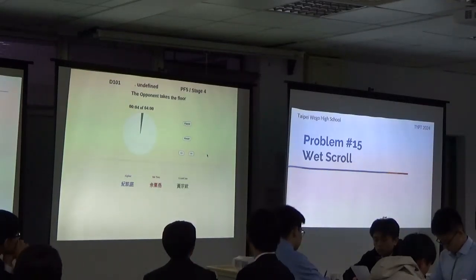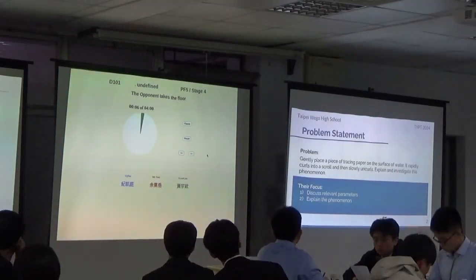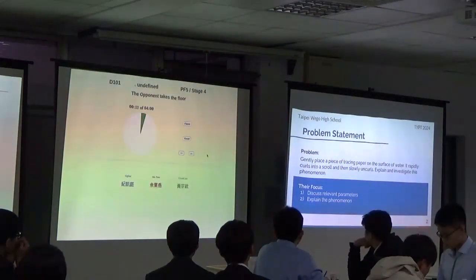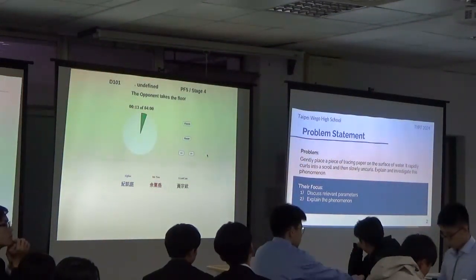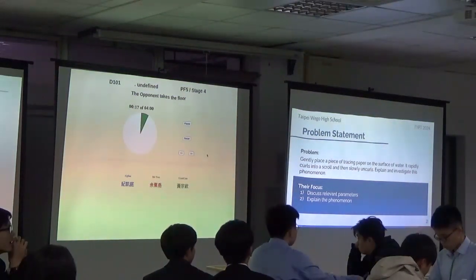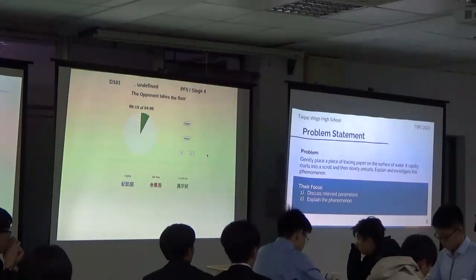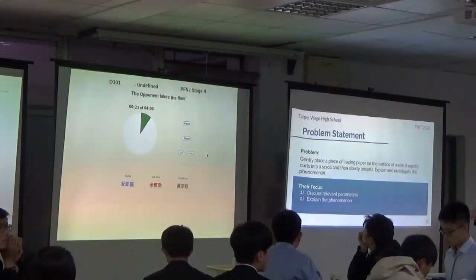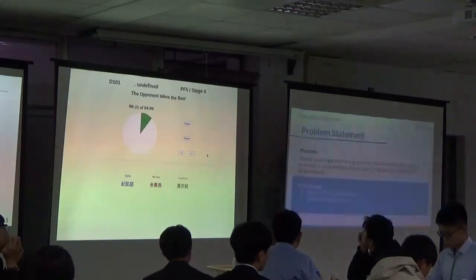Moving on to opposing problem 15. Let's scroll. And here's the problem statement. If we gently place a piece of tracing paper on the surface of the water, it rapidly curls into a scroll and then slowly uncurls. Explain and investigate this phenomenon. And the reporter's focus was on discussing the relevant parameters and explaining the phenomenon.